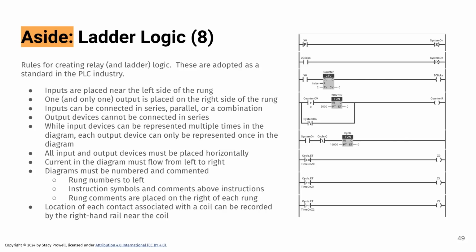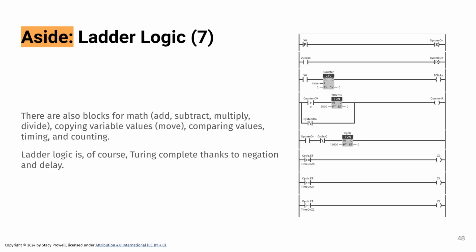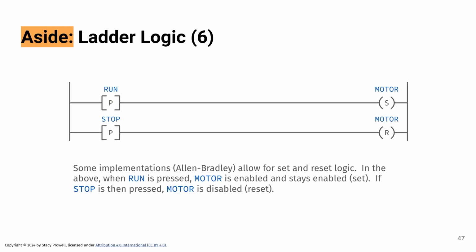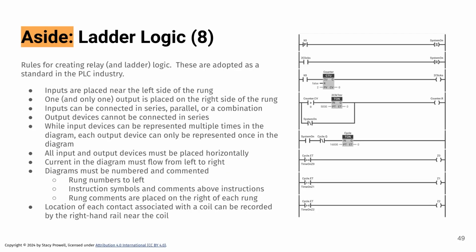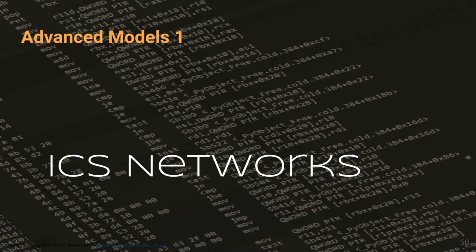That's interesting. Is that always the way we do it? No, it turns out it's not. Let's go back. Here, for example, I have the output motor in two different places because of the set-reset properties of the Allen Bradley language. All right. Input and output devices are horizontal, left to right, top to bottom, etc.